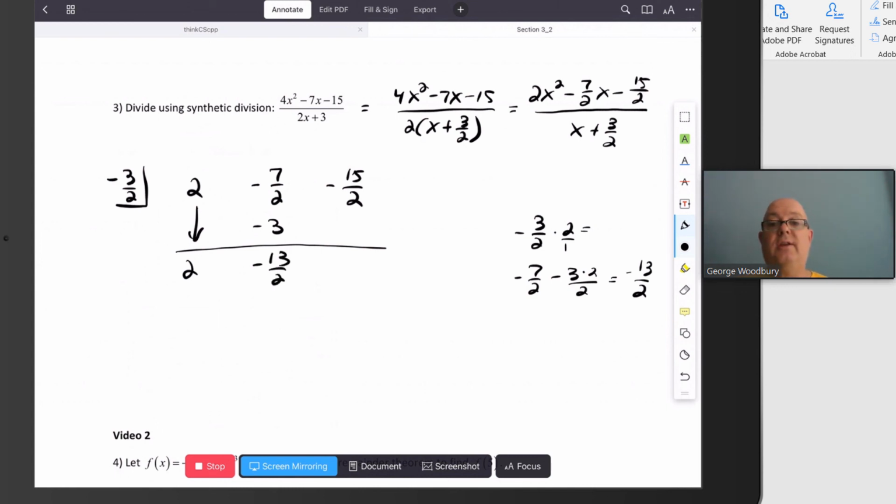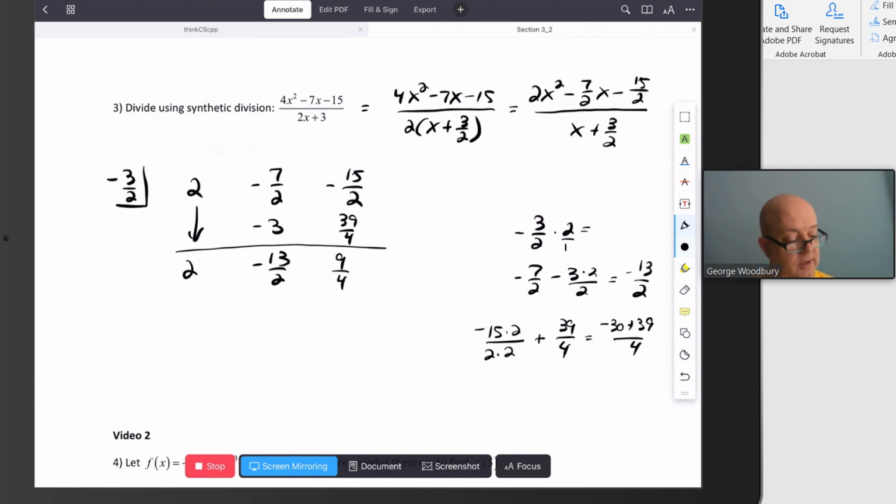-3 halves times -13 halves is positive 39 fourths. To combine those two, I need a common denominator. It's going to be 4. So -15 times 2 over 2 times 2 plus 39 over 4. That's -30 over 4 plus 39 over 4. That's 9 fourths. So our remainder is going to be 9 fourths.